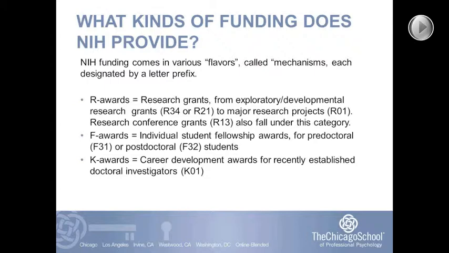Students would be most interested, I imagine, in the F awards, which are pre-doctoral awards. There are at least several different types. F31 is the number and type for pre-doctoral students. F32 for postdoctoral students after receiving your degree, but still developing as an independent investigator. And then K awards are the career development awards for recently established doctoral investigators. So after a postdoc period, perhaps in a first appointment or first job in a research environment, a K award might be appropriate.